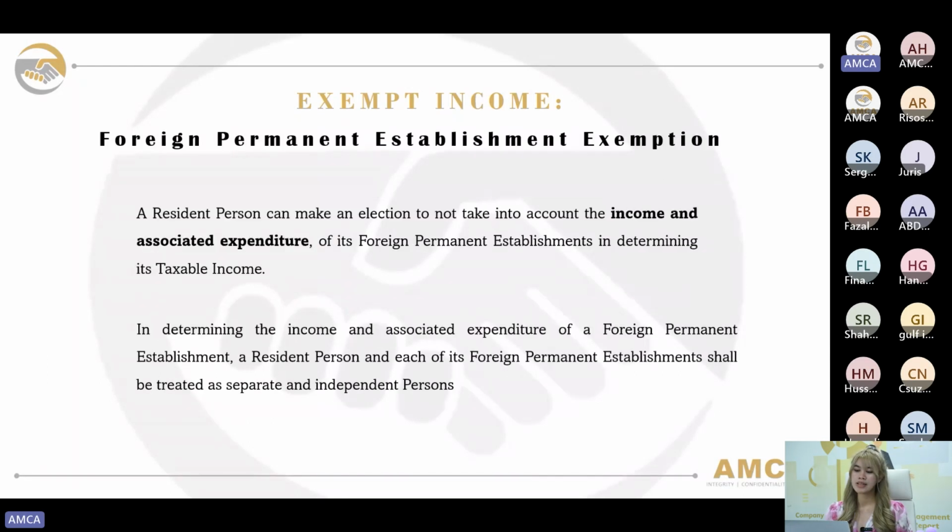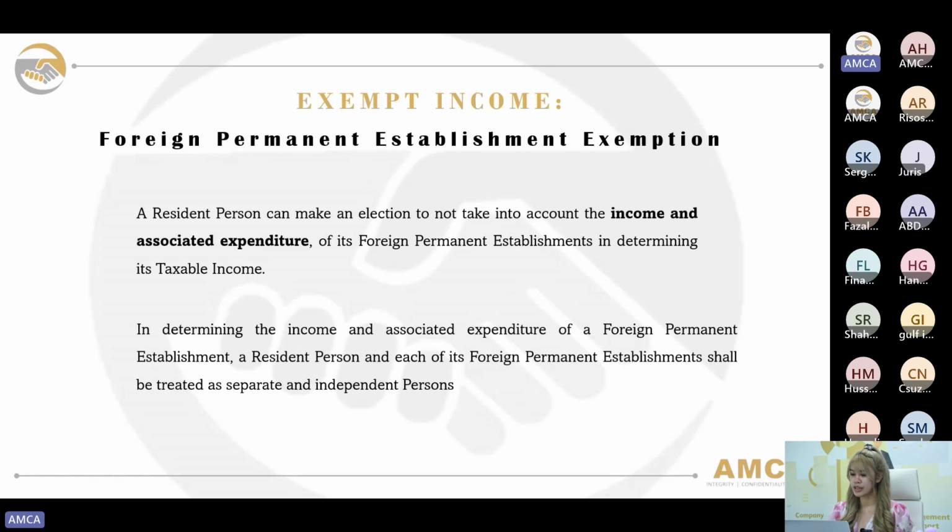The next income that is exempted from corporate tax that was specified in the law is the foreign permanent establishment exemption. A foreign permanent establishment can be defined as a fixed place or other presence or activities of a resident person in a foreign jurisdiction, which could constitute a permanent establishment. As I have previously discussed in the previous webinar that we have had, both income from within and outside of the UAE falls within the scope of corporate tax. However, this exemption allows a resident person to make an election to not take into account the income and associated expenditure of its foreign permanent establishment in determining its taxable income.